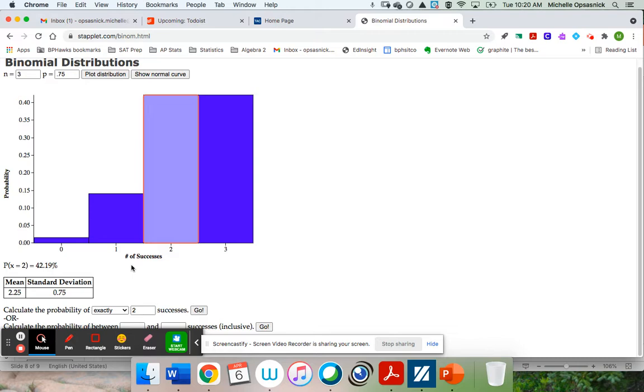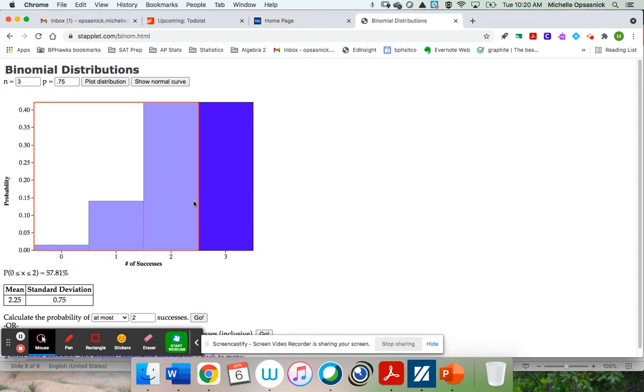The other thing that I could do is maybe I was interested in finding the probability that there were 2 or fewer successful surgeries out of 3 patients. I can change my drop-down menu here to at most, so 2 or fewer would be at most 2 successes, and that's going to give me all of this region here. Essentially what it's doing when it calculates this 57.81% is summing the probabilities from these 3 bars here. So it's taking that roughly 42% that we calculated, the roughly 14% here, and the roughly 1.5% here, and adding those 3 together. So you can manipulate this to find more cumulative probabilities as well.